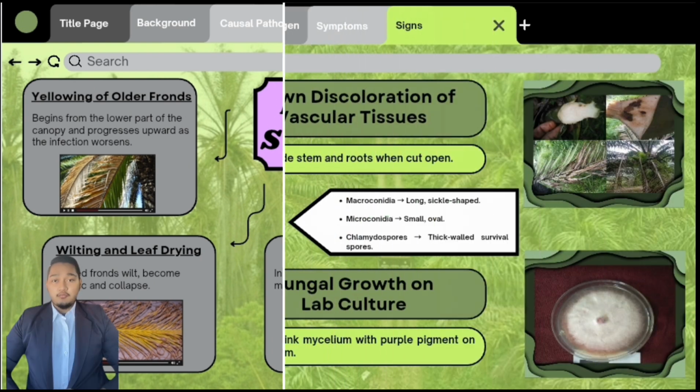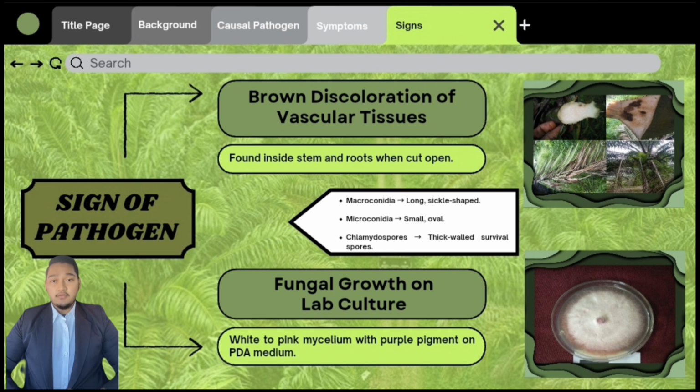As for the signs of the pathogen, we can see the signs of the fungus when we cut open the stem or root. The inside part, especially the xylem part, will look brown or reddish, and this shows the fungus is blocking the plant's water systems. If we grow the fungus in a lab, it produces a cottony white or pinkish mold and sometimes purple color too. Under the microscope, we can see banana-shaped spores and small round spores, which are signs of Fusarium.